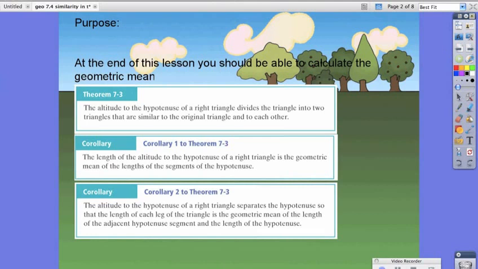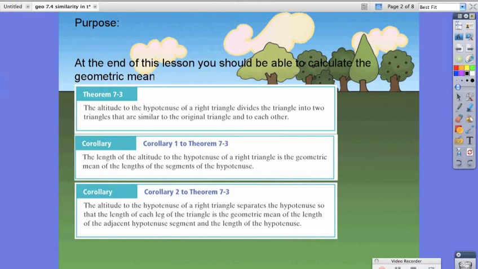Now Theorem 7.3 says the altitude to the hypotenuse of a right triangle divides the triangle into two triangles that are similar to the original triangle and to each other. So I know that sounds a little complicated, but we're going to get to that on the next slide.